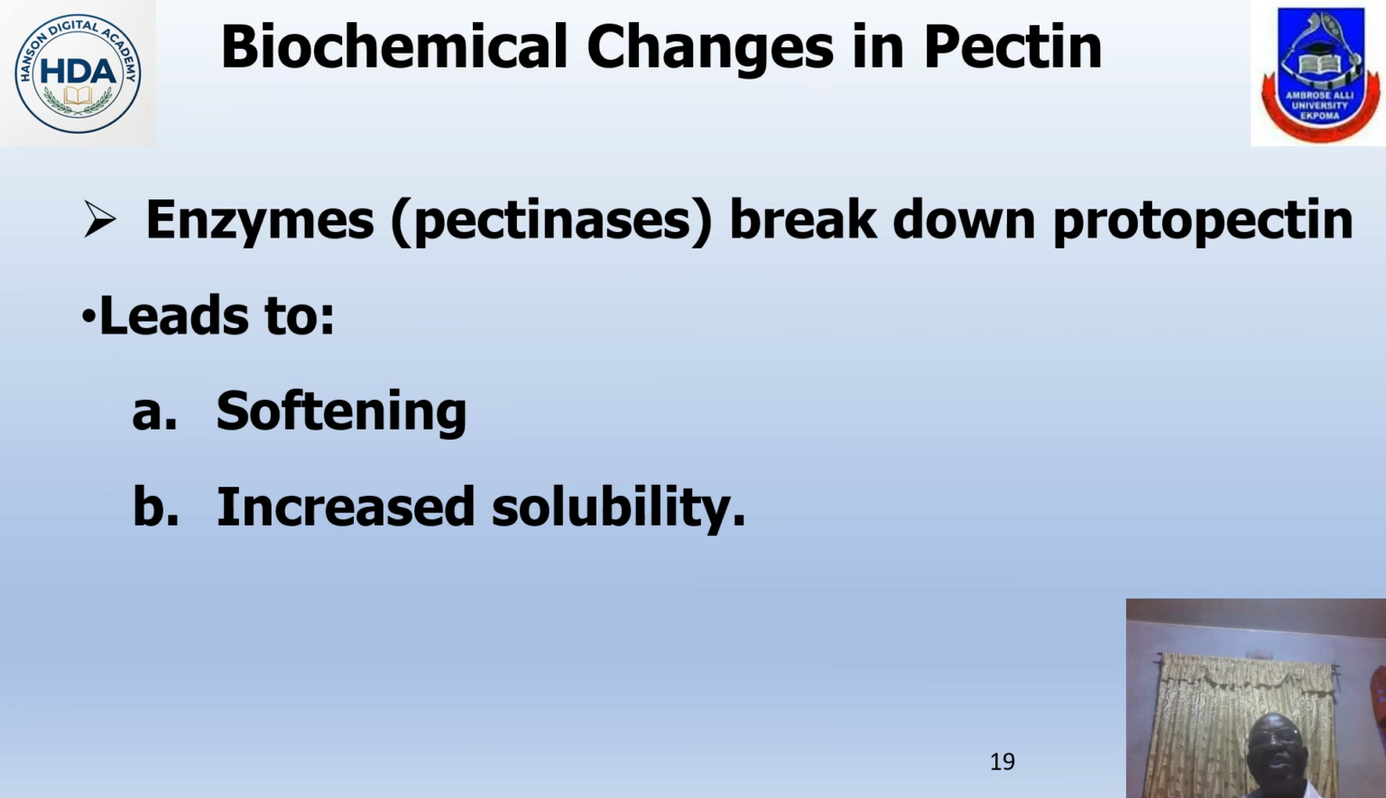The biochemical changes include the enzyme pectinase breaking down protopectin, leading to softening or increased solubility of pectin. That is, as the fruit is ripening, the enzyme pectinase will break down protopectin, leading to softening and increased solubility of the produce.